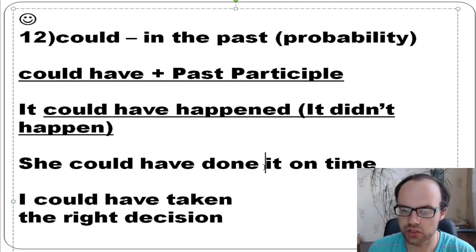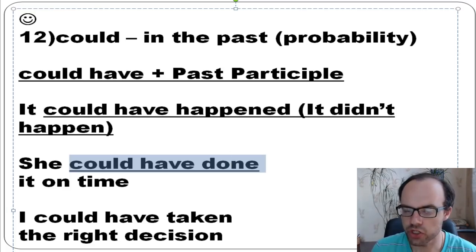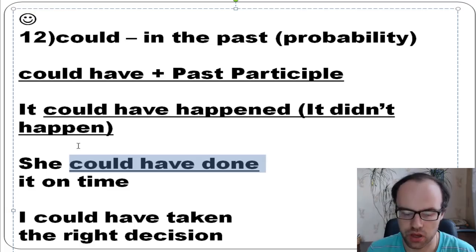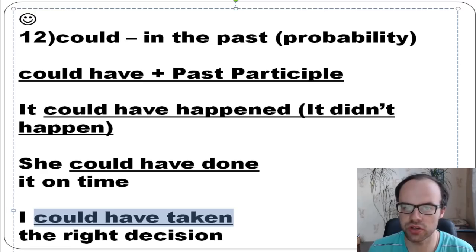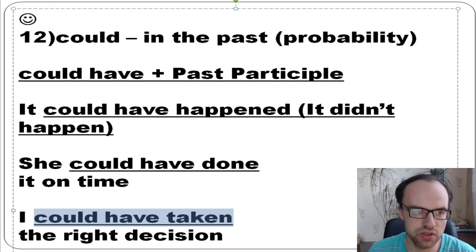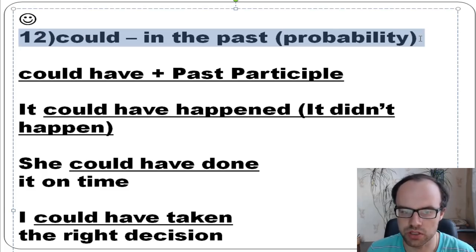She could have done it on time, could have plus past participle, but she didn't do it on time. I could have taken the right decision, but I didn't take the right decision. So I took the wrong decision. So you see, could in the past, it's about probability.